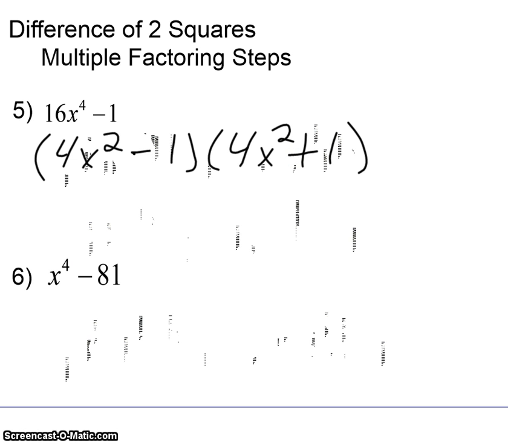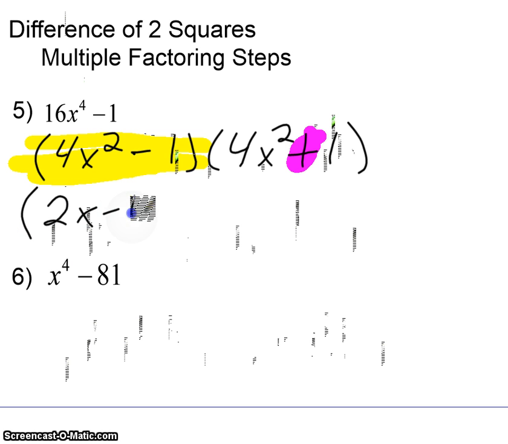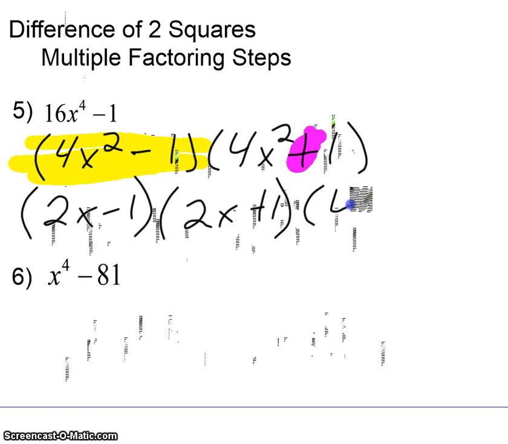Now, this is factorable. The other one is not because there's a plus. And in order to use the difference of two squares, it has to be a difference. So my first is going to become 2x minus 1 times 2x plus 1. And then the second polynomial is just going to come down as 4x squared plus 1, because that's not factorable.